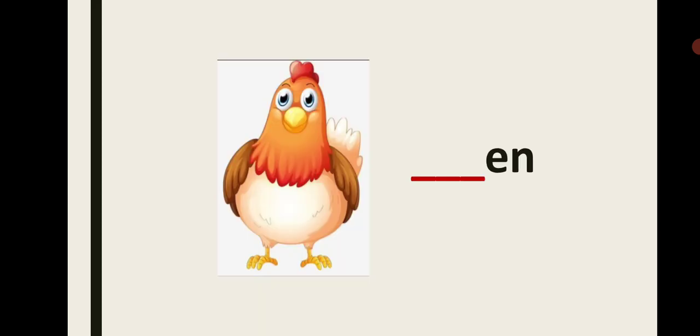Go to the next picture. It's the picture of a hen. Hen. Dash N. Which letter comes in the blank? Tell me, hurry up. Hen. Ha sound. So H is in the blank. Ha and hen. Good. Very good.